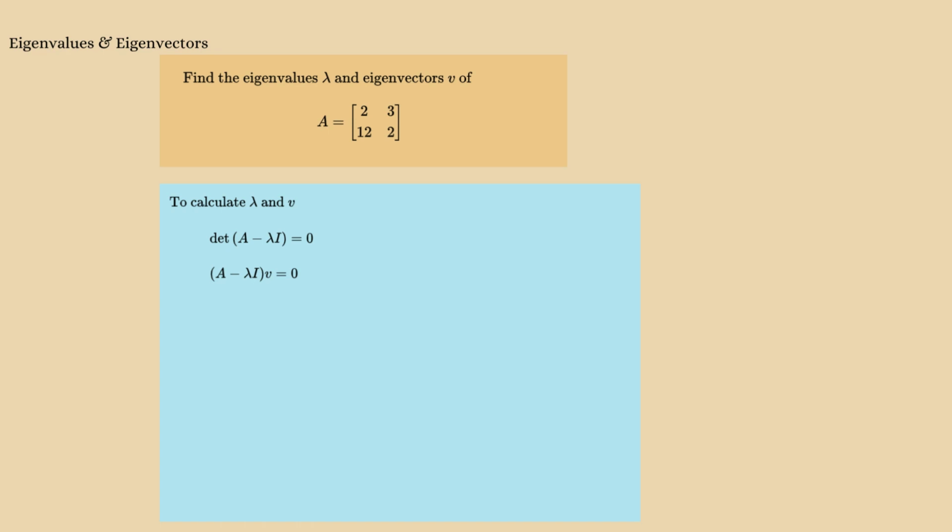0. From the first equation, we can replace A by the given matrix [2, 3; 12, 2], and replace I by the identity matrix [1, 0; 0, 1]. Next, we perform the matrix algebra to combine the two matrices by subtraction, so we will end up with [2 minus lambda, 3; 12, 2 minus lambda]. There's actually a simpler way to write the determinant, which is to replace the bracket by the vertical bars.